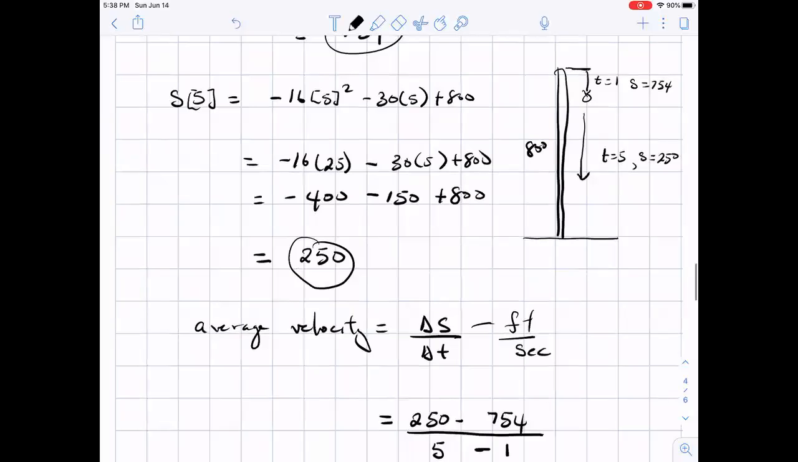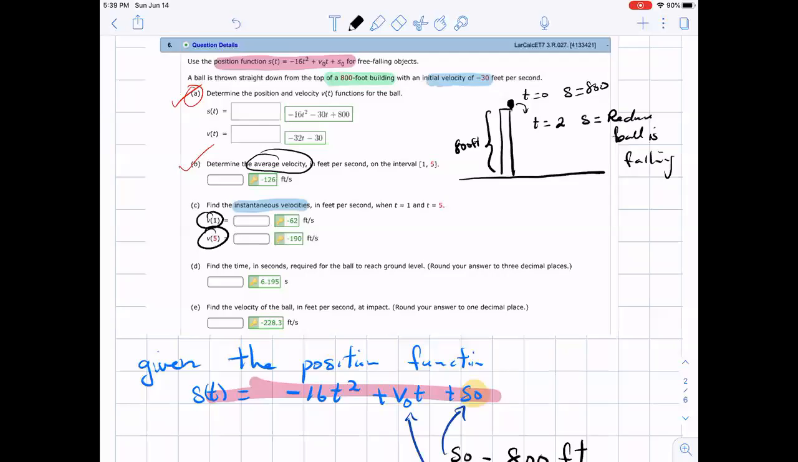Instantaneous velocity. So we're finished now with part C. Now part D and part E are very straightforward. You just have to understand. It says find the time for the ball to reach the ground.